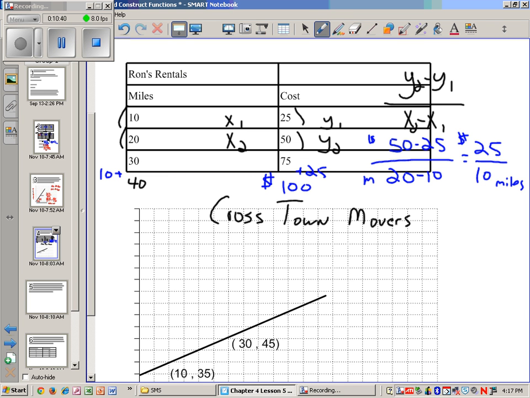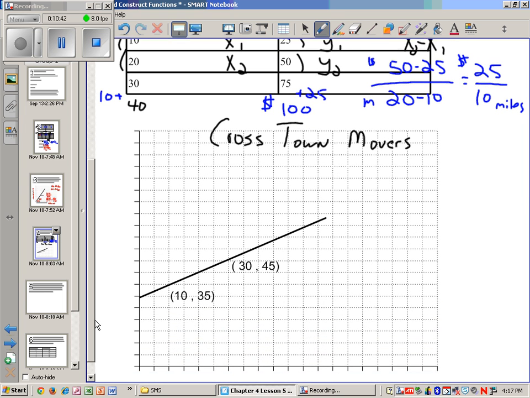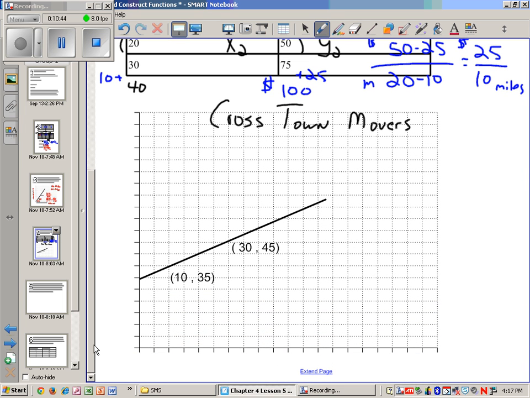Now we're going to check out our graph for Crosstown Movers. Once again, the graph's not filled in completely, but we can still, let's label here though.